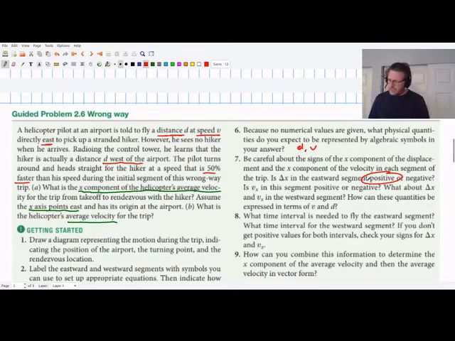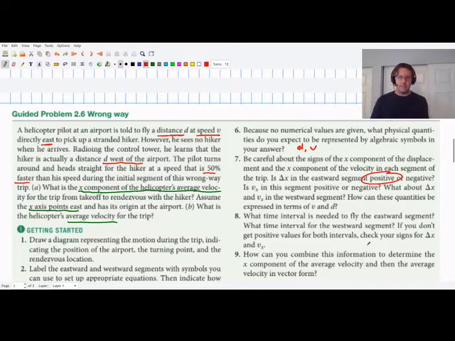What about delta x and v sub x in the westward segment? Okay, both of those are going to be negative when you're going on the way back because you're going westward, which is the negative i hat direction. How can those quantities be expressed in terms of v and d? Okay, we'll figure that out. But there's going to be some relationship between the displacements and the x component of the velocity and the given speed v and the given distance d. Okay, what time interval is needed to fly the eastward segment?